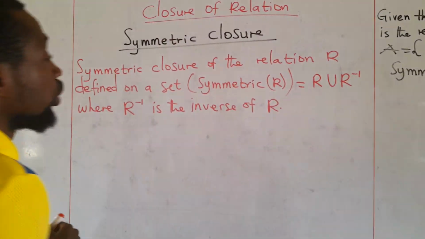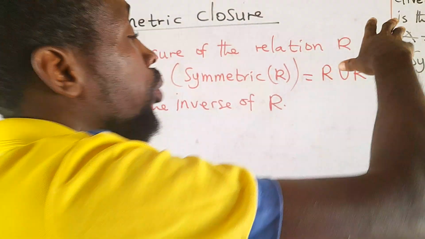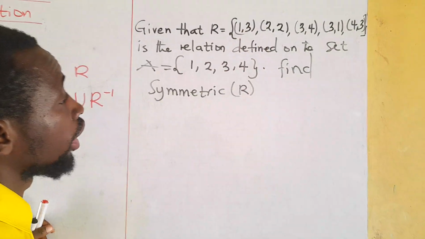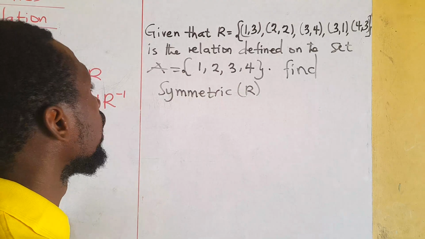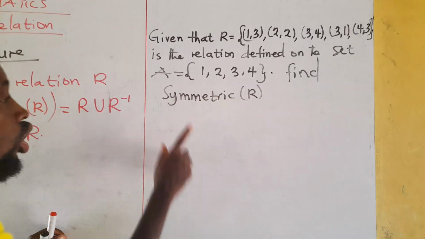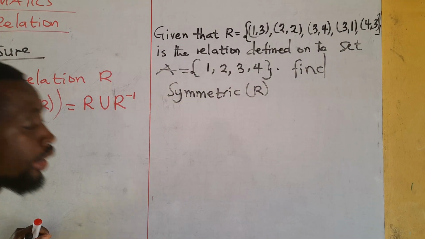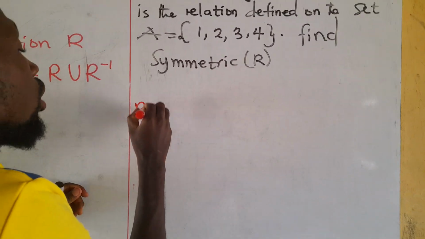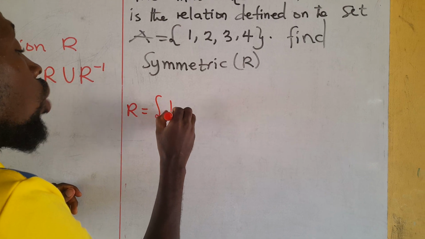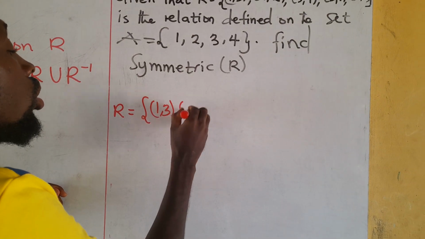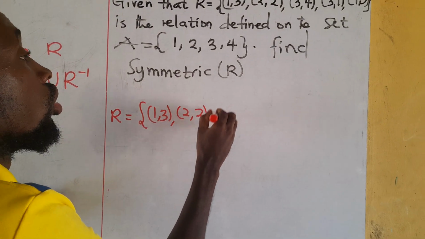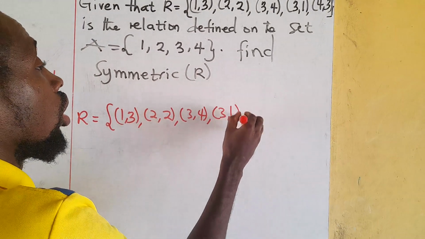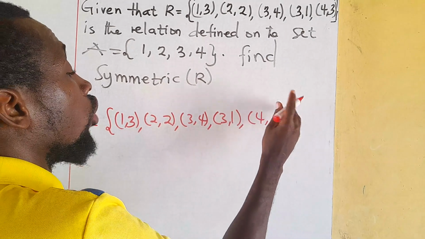So, how do we do this? For example, given that R is equal to the ordered pairs (1,3), (2,2), (3,4), (3,1), and (4,3), a relation defined on a set A equal to {1, 2, 3, 4}, we should find the symmetric closure of R. So, remember the relation itself, R, is equal to (1,3), (2,2), (3,4), (3,1), and (4,3).